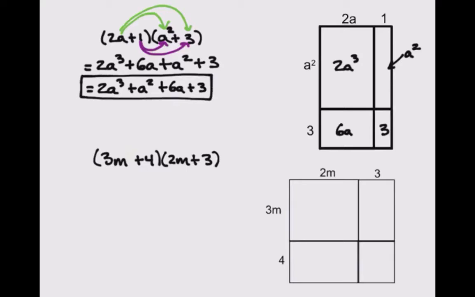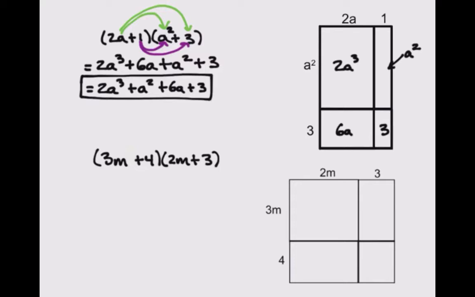In this second example, it's going to be the exact same strategy. I like to visualize this as a rectangle who has sides of length 3m plus 4 and 2m plus 3. And so the area of this rectangle will be the product of 3m plus 4 and 2m plus 3. And of course, this larger rectangle is made up of 4 smaller rectangles. So if we can find their areas, we can find the area of the total.